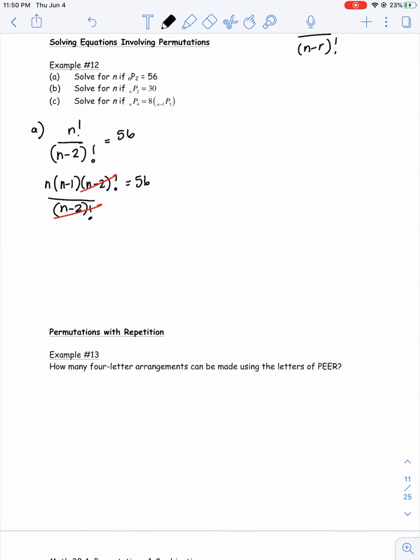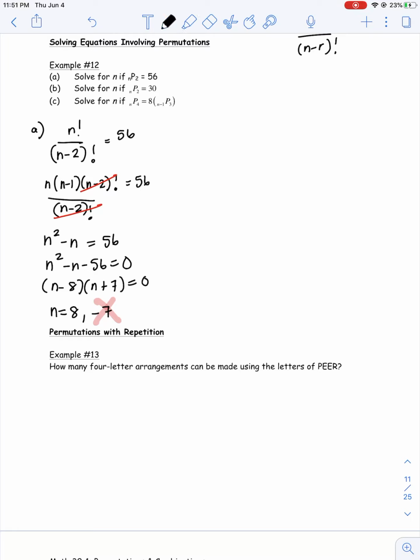And we know that the right side is 56. So now we have n multiplied by n minus 1, which is n squared minus n, equals 56. Bring the 56 to the left side, and now we have a quadratic equation that we can solve for. When we factor this, this will give us n minus 8 and n plus 7 equals 0. So that means n could equal 8, or it could equal negative 7. Negatives are not allowed to be factorials in this case. So if I were to put that into my calculator, it would give me an error. So negative 7 should be crossed off.